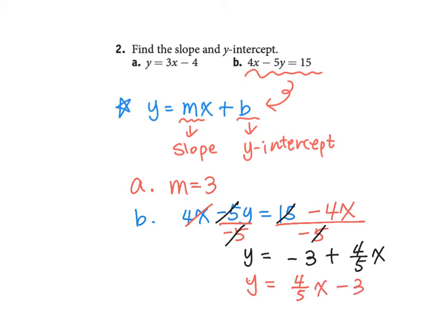So our slope is right here. So m equals 4 over 5. So that's the answer for B. And I think I forgot to mention the y-intercept: b equals negative 4 for A, and b equals negative 3 for B.